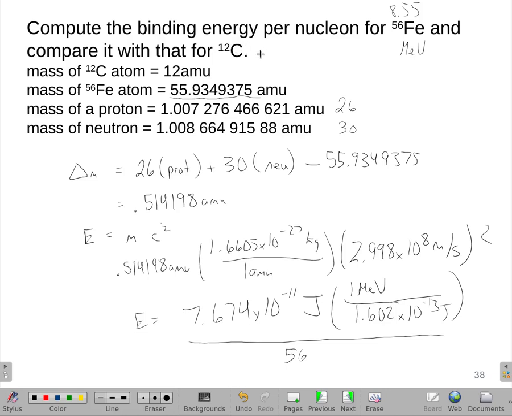But if we actually bother to calculate it, we see that the binding energy per nucleon is about 7.4. So this is less stable than a carbon by considerable margin. But we would predict that we are getting heavier.